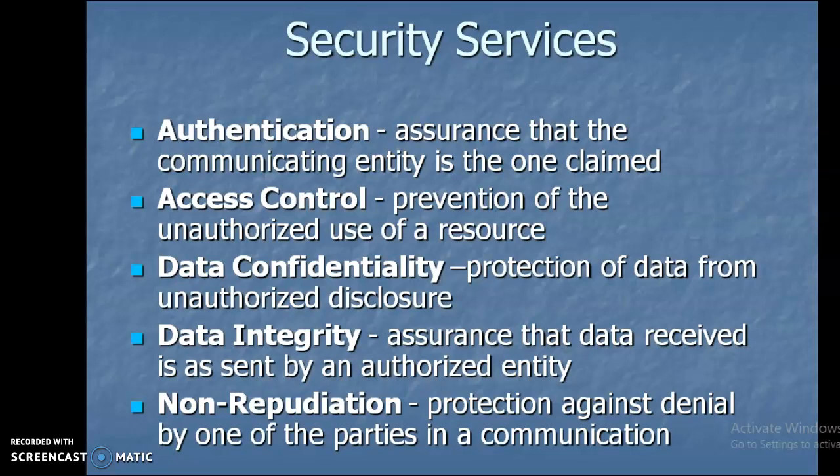Data confidentiality: if the data is to be transported from A to B, then it should not be available to some C outside of A and B. That is the protection of data from unauthorized disclosure. Data integrity: whatever data is sent must be received in the same form without any change. So that is assurance that any data received is as sent by the authorized entity.